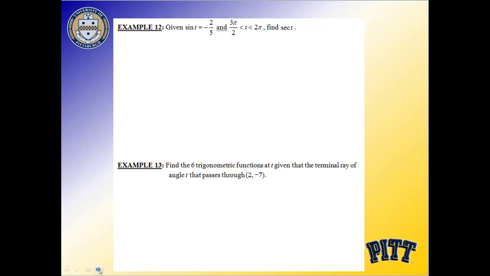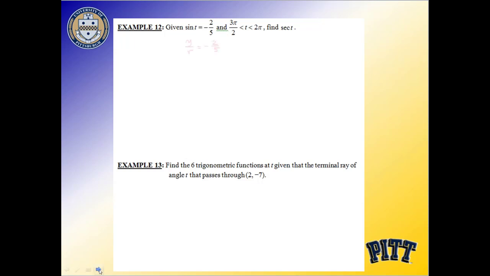Example 12, we're given that the sine of t is negative 2/5. T is between 3 pi over 2 and 2 pi, meaning that's going to be in the fourth quadrant. We want to find the secant of t. So here we're not looking for every other possible trigonometric function. We're looking for just the secant, given that we know what the sine is.